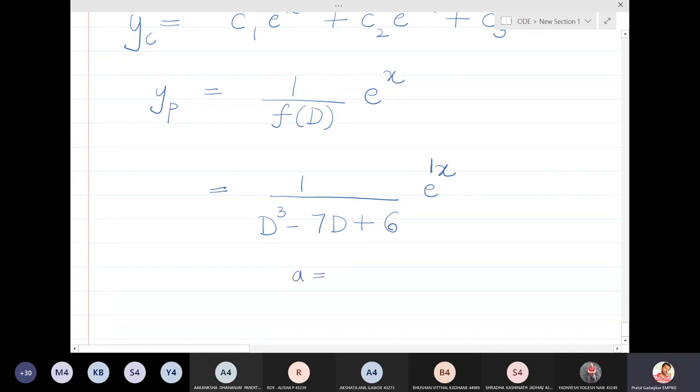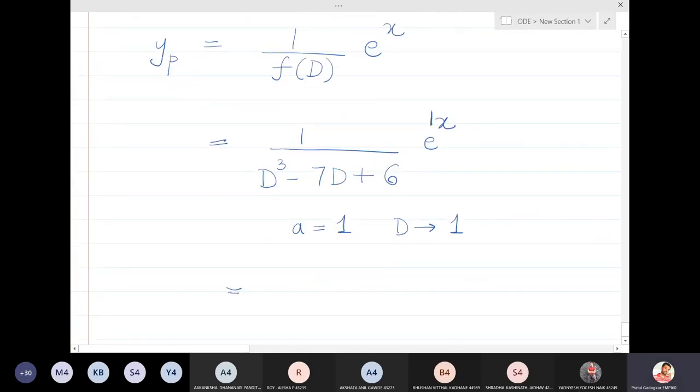So be careful all of you, don't write in your notebooks now. For this step, put a equal to 1, so put D replaced by 1. When I do that, I do not know that this is going to be a problematic case of failure. I am doing it naturally as I know. When some problem arises, then I will understand it. So this is 1 cube minus 7 into 1 plus 6, e power 1x. And then I understand that this is becoming 0.